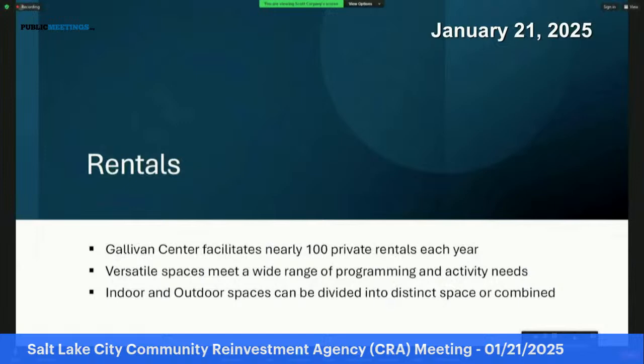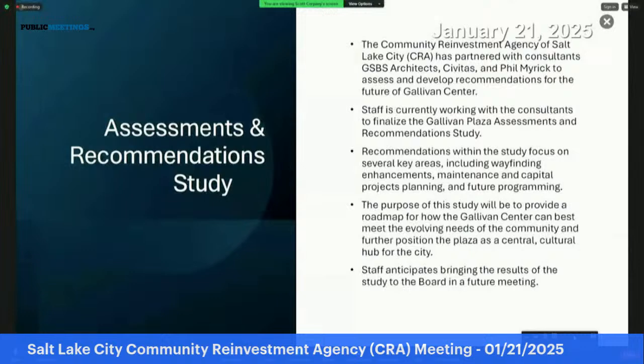And last slide, please. Many of you have asked about the assessments and recommendations study that we have been undergoing. The CRA has partnered with GSBS Architects, Civitas, and Phil Merrick through a public RFP process. GSBS Architects and their subconsultants were chosen to lead the project to assess and develop recommendations for the future of the Gallivan Center.